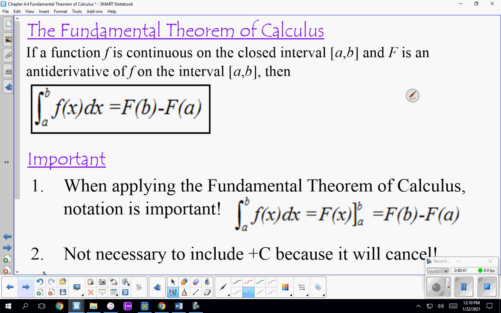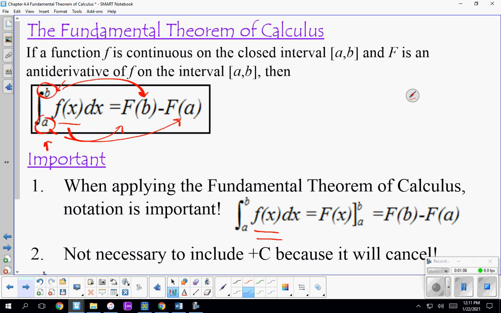The fundamental theorem of calculus says if we have an integral with upper and lower bounds, the way we can evaluate this algebraically is to integrate the function first. We plug in the upper limit into that function, we plug in the lower, and we subtract. We're going to go through a couple of examples, but when we apply it, notation is very important.